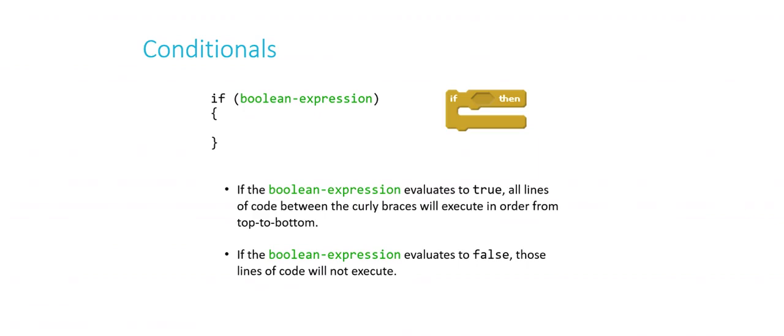If you recall from Scratch on the right here, you could fill in that hexagon with a Boolean expression, if mouse down, or if x is less than 10, or something like that. And then if x was less than 10, or if the mouse was in fact down, all of the code inside of the puzzle piece would execute, all the things that fit inside that C shape.